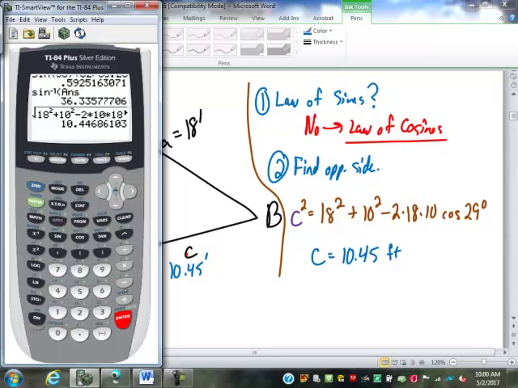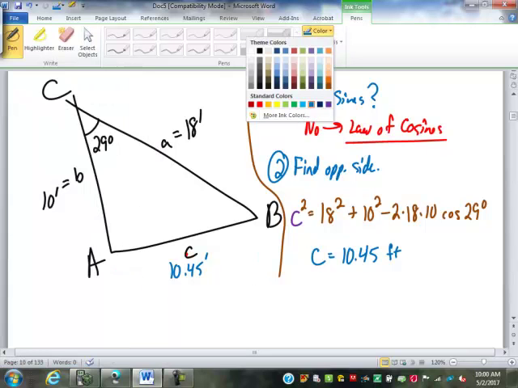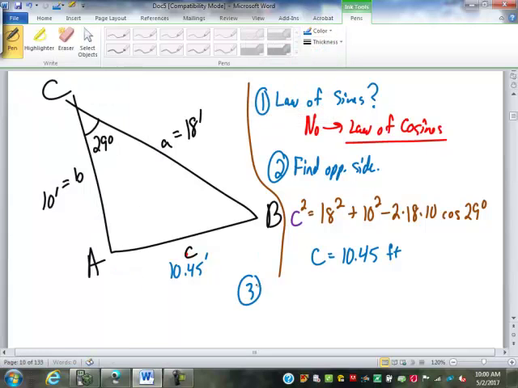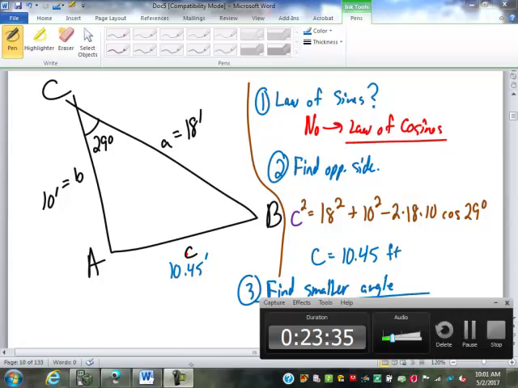I'm getting the 10.45. Yep, 10.446. Did you find your mistake? Yeah, there it is. I punched something wrong. Okay. Step 3. Find that smaller angle. In your notes, do it.